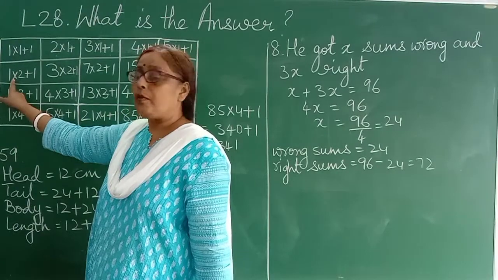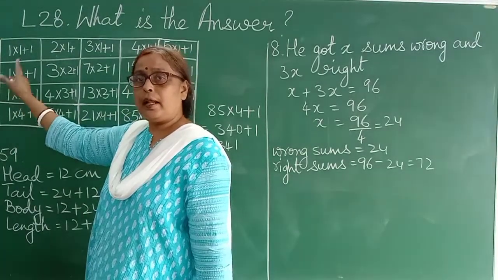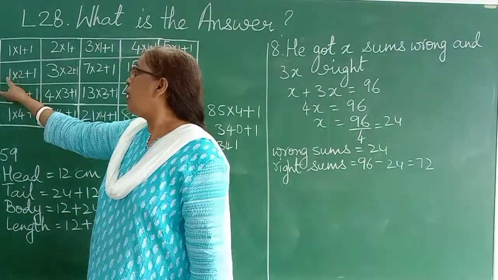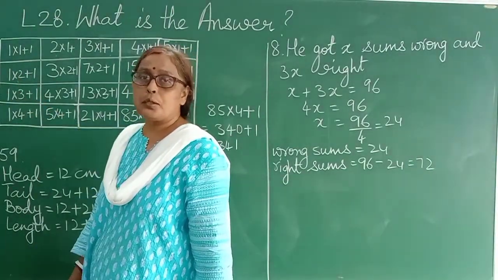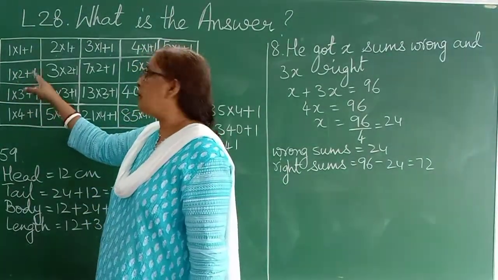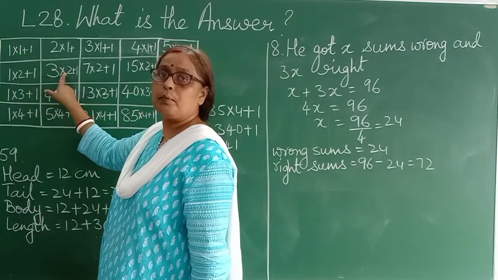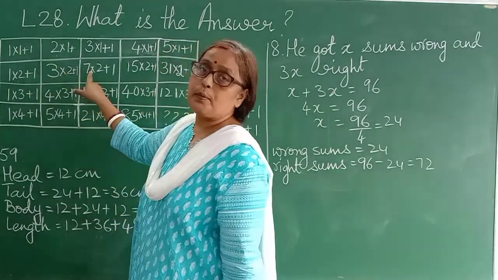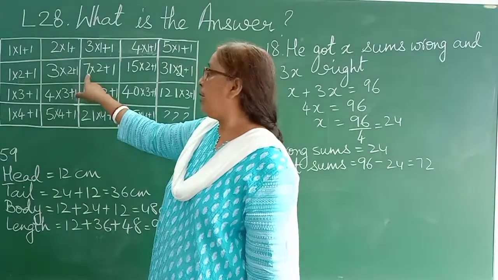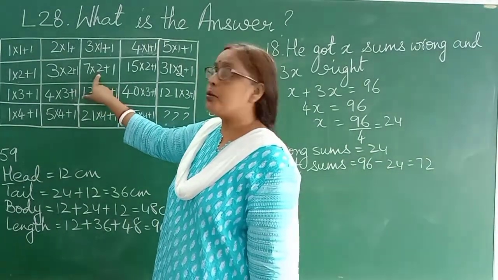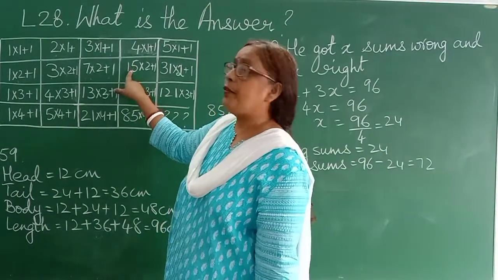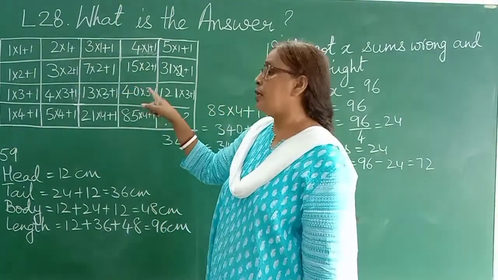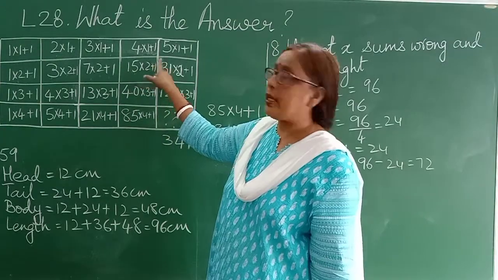In the next we will multiply with 2 and add 1. 1 into 2 plus 1. 1 into 2 is 2, plus 1, 3. 3 into 2 plus 1, 6 plus 1 is 7. Next one, 7 into 2, 14 plus 1, we get 15. 15 into 2, 30 plus 1, we get 31.